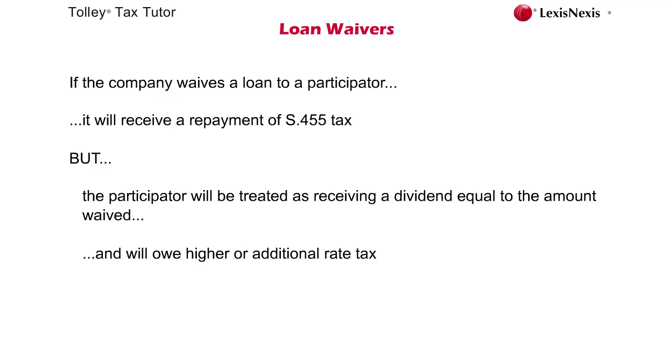Where the participator or associate is an employee, the loan released or written off is treated as earnings from employment for NIC purposes. It will therefore be subject to Class 1 NIC, so the employee will pay 12% or 2% of the amount released or written off, depending on the level of their employment income. And the company will pay Class 1 NIC at 13.8%. The NIC paid by the company is a deductible expense for the company.